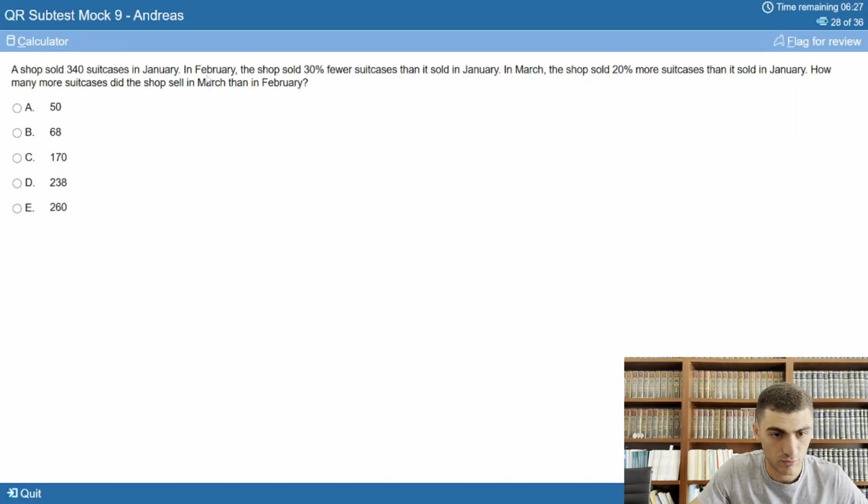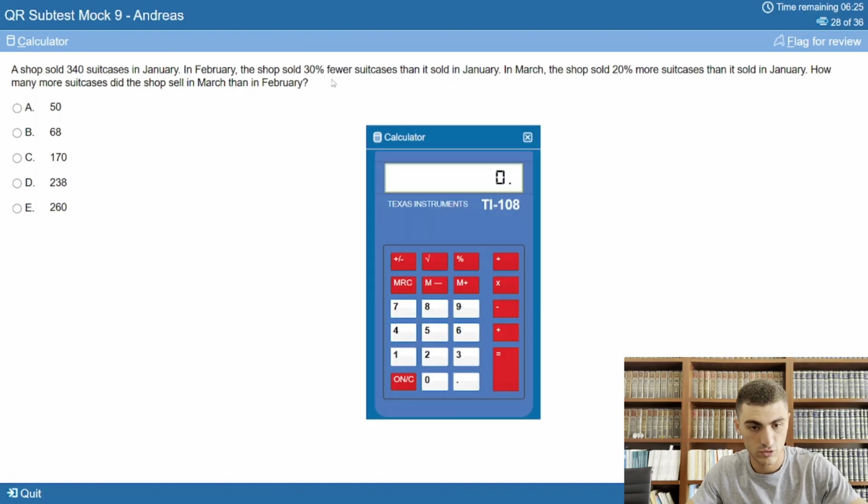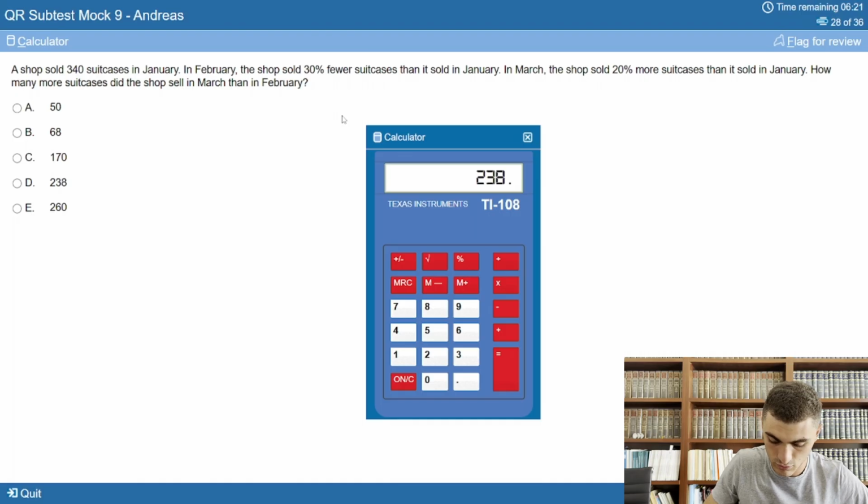340 suitcases in January. February the shop sold 30% fewer, so 0.7 times 340, so 238 in February. In March the shop sold 20% more suitcases, so 340 times 1.2, so it's 408. How many more suitcases were sold in March than in February? So it's 408 minus 238, so it's 170 suitcases more.